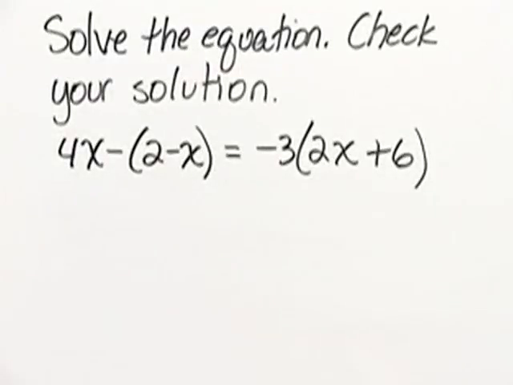Solve the equation. Check your solution. 4x minus the quantity 2 minus x equals -3 times the quantity 2x plus 6.